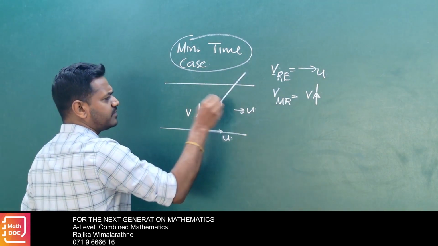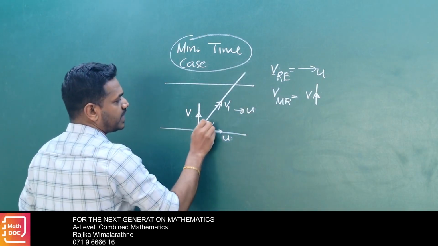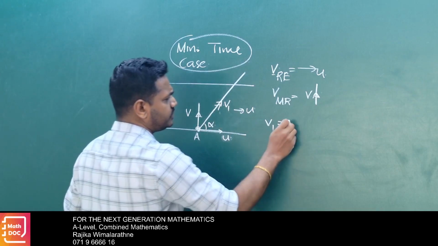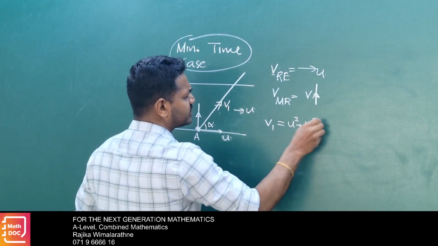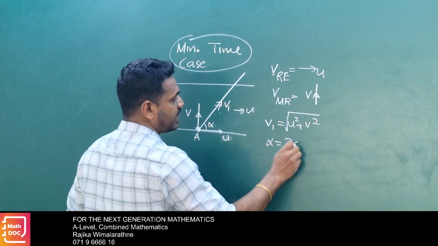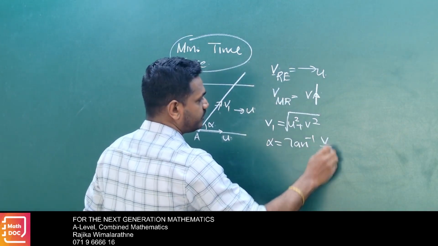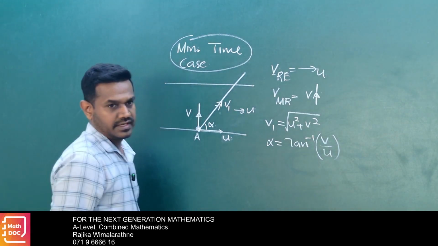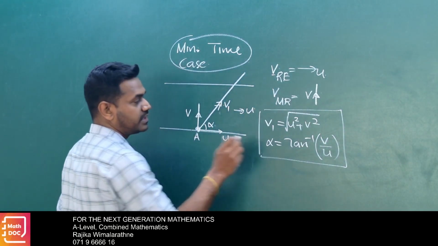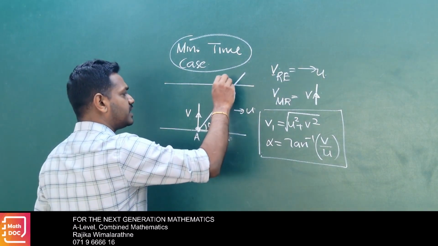Here is the resultant path. Take the velocity v1 and take the angle alpha. Then we can find the v1 value: v1 equals square root of u squared plus v squared, by the Pythagorean theorem. Then the alpha value is tan inverse of v divided by u. This belongs to the path along the river, no?